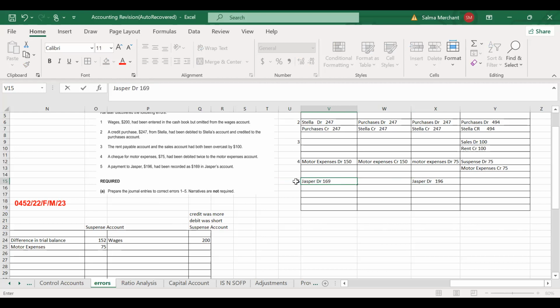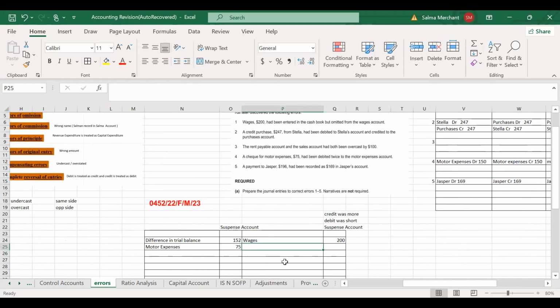Jasper debit 169. Reverse. So Jasper credit 169. So we subtract it. Which is more? The debit side. So the final answer will be Jasper debit. How much? 27. So Jasper debit and suspense credit 27.